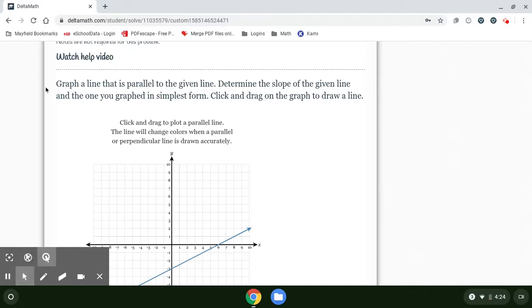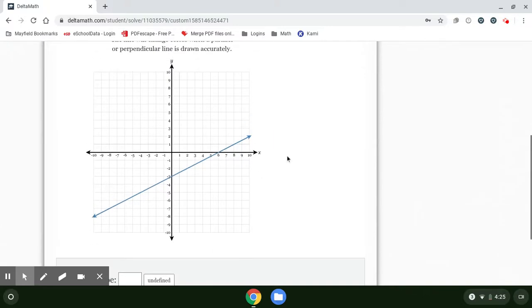So if we are going to graph a line that is parallel to the given line, we have to determine the slope of the given line and the one you graphed in simplest form. Click and drag on the graph to draw a line. So we have to click and drag to plot a parallel line. And the line will change colors when it's parallel. So that even helps us out and lets us know that it's a parallel line.